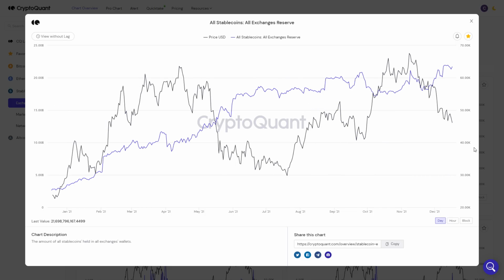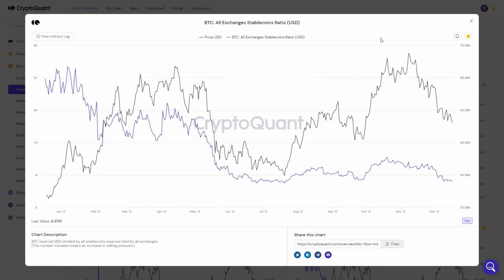A different perspective behind this is also looking at the stable coins on exchanges, right now sitting close to all-time highs. And obviously, the more stable coins on exchanges, the more bullish that is for Bitcoin, because having all of these stable coins sitting on exchanges, these stable coins are basically buying power that is sitting on the sidelines waiting to be deployed into Bitcoin or the overall crypto markets. And then what we have here is the Bitcoin all exchanges stablecoins ratio.